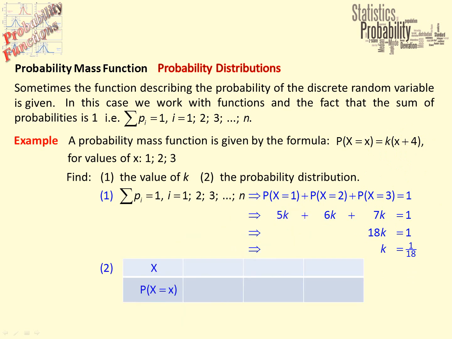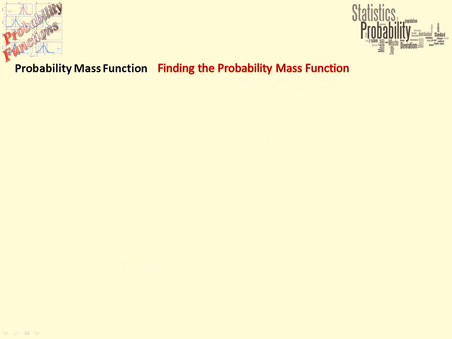Now, for the actual probability distribution, I'm now going to find the actual probabilities in each case. There we are. So I'm now taking 1 over 18 times x plus 4 and putting in the various values. There's the distribution. Finding the probability mass function.